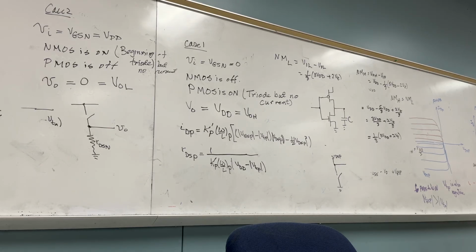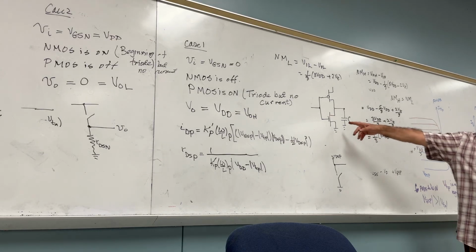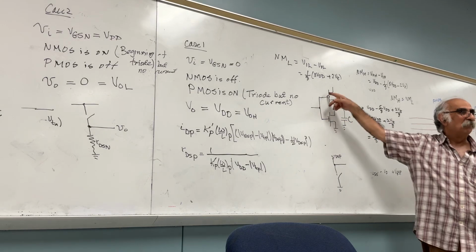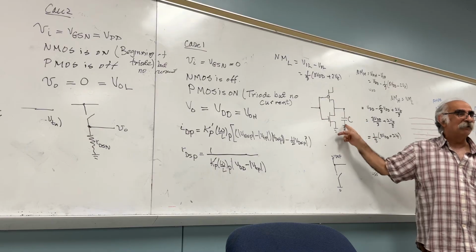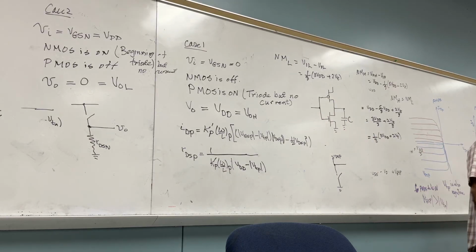The input suddenly became what? High. Help me, what happens? The NMOS becomes on. The PMOS becomes off. What happened to the voltage across the capacitor? It discharges. Discharge to where? To the ground. Did you get it? Yes.